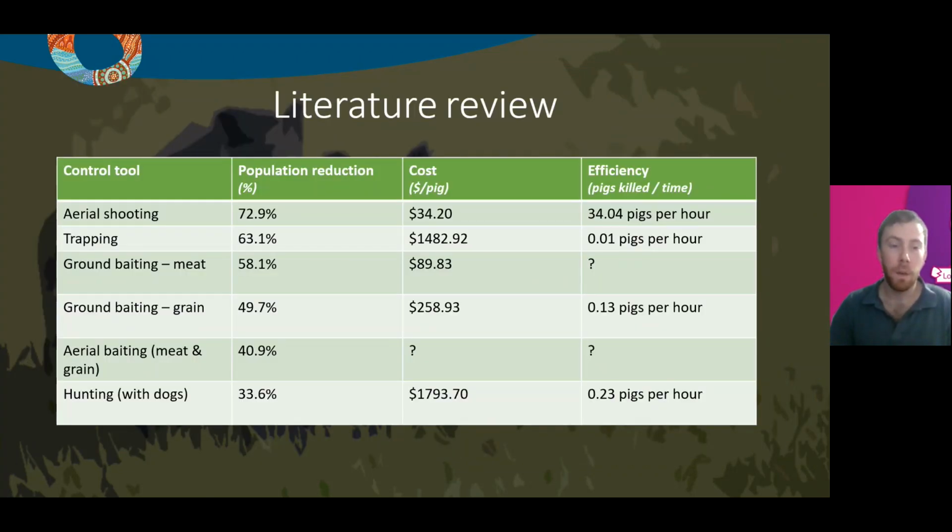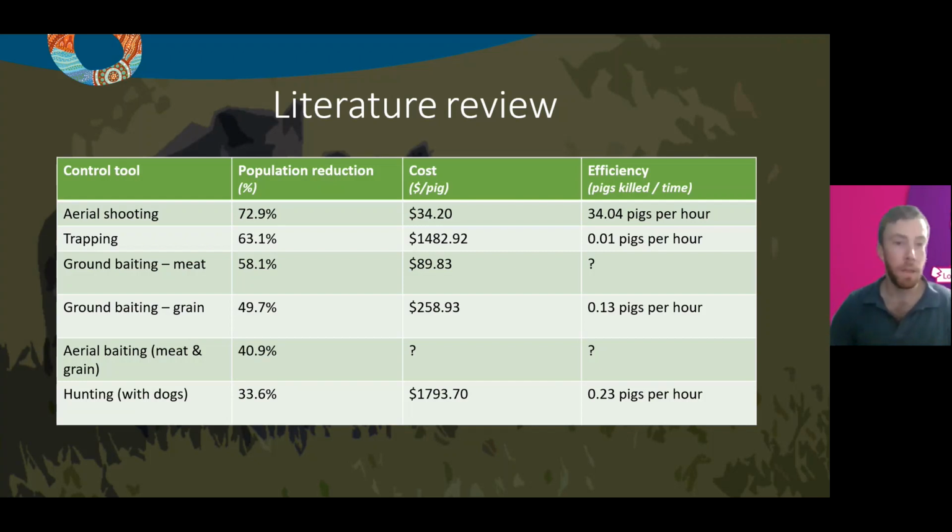Now, as you can see there straight away, there's obviously a fair difference between each of the control methods here. With population reduction, aerial shooting's up around 73%. Hunting with dogs is around 33.6%. There are also vast differences in the cost per pig and efficiency as well.